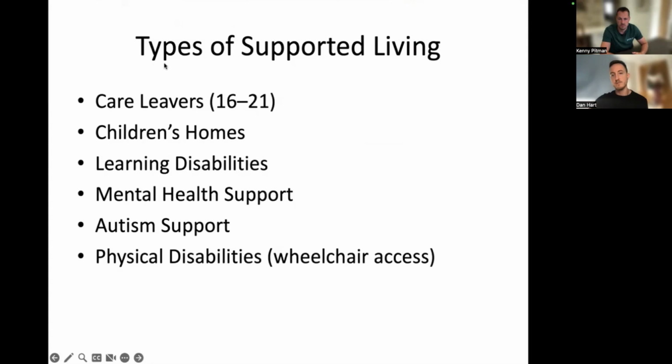So the types of different supported living. There are care leavers, so 16 to 21, sometimes this goes up to 24. Children's homes, people with learning disabilities, mental health, autism, physical disabilities where they require wheelchair access, so things like bungalows and things like that.